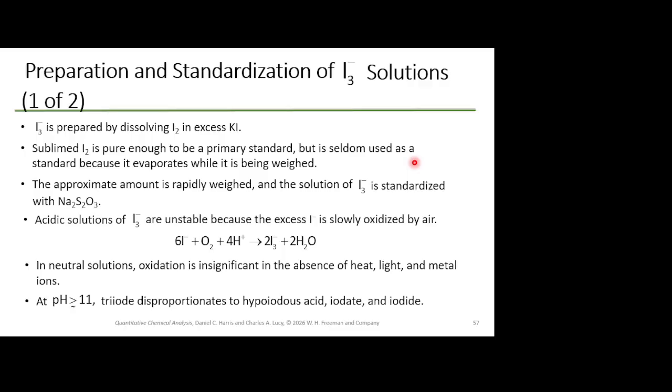Acidic solutions of I3 minus are actually unstable. This is because the excess I minus will slowly oxidize in the air, and you'll get this right here. And so you'll get this increasing, changing I3 minus concentration, which is kind of fun and cool because usually you make this stuff and it breaks down, right? This one's the reverse. You get more of it if you leave it there.